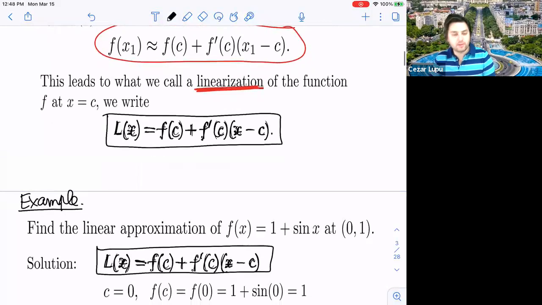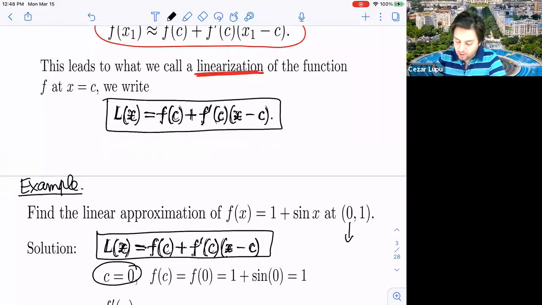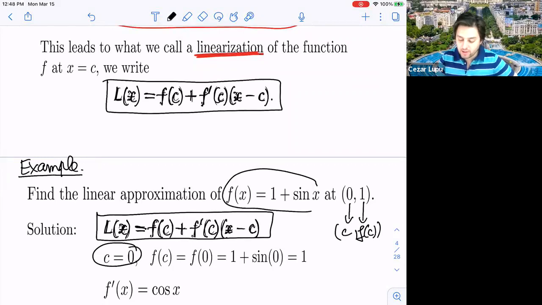Okay, and now we will identify c is 0 in our case, right? The only thing we need to compute is to evaluate f at the point c equals 0. So it will give us f of c is 1 plus sine of 0, which is 1. So this is c here, and this is f of c. So that's the point. Let's identify our function. Our function f of x is 1 plus sine of x. An easy computation of the derivative will give us that f prime is cosine.